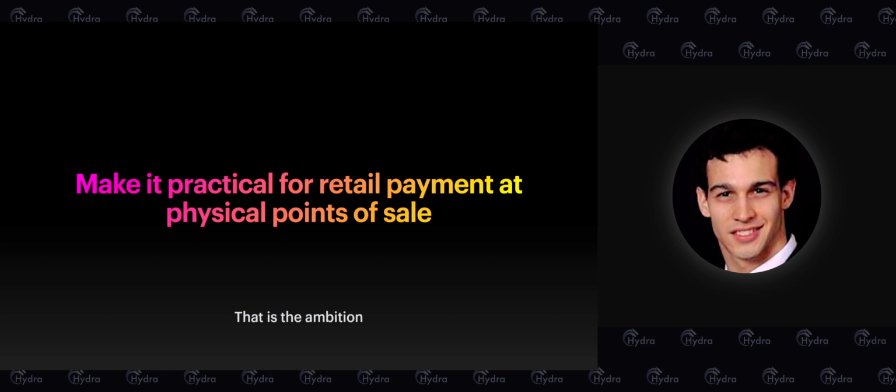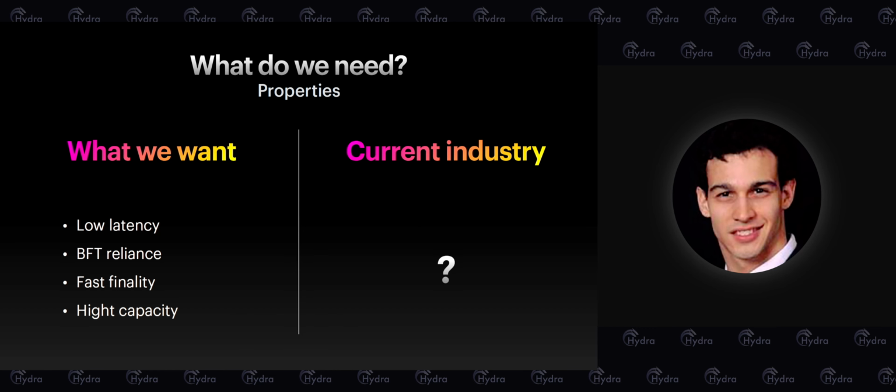So here is the ambition of what we would like to add next: we would like to bring those payment technologies and make them practical for retail payments at physical points of sale. So it means that we could go and buy coffee and the transaction needs to be confirmed fast enough. So what we want is low latency, that's new, but we also want BFT resilience, fast finality, and high capacity. High capacity here, what I mean is that we need to be capable of handling a very high load on the system without crashing it.